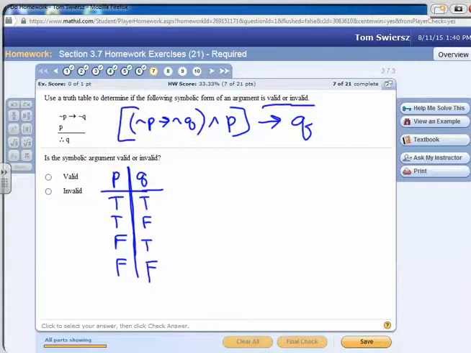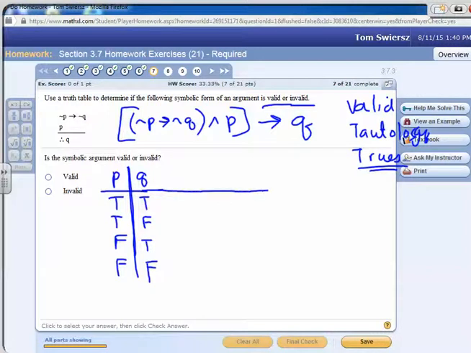And the only way the argument is valid is if it's a tautology, which means the last line is all truths. Okay, so we'll go ahead and do that. We'll do that statement and see if we get a tautology. So the first thing we would have to do would be not P. Okay, so we'll do that, which makes it false, false, true, true, doing the negation of the P.